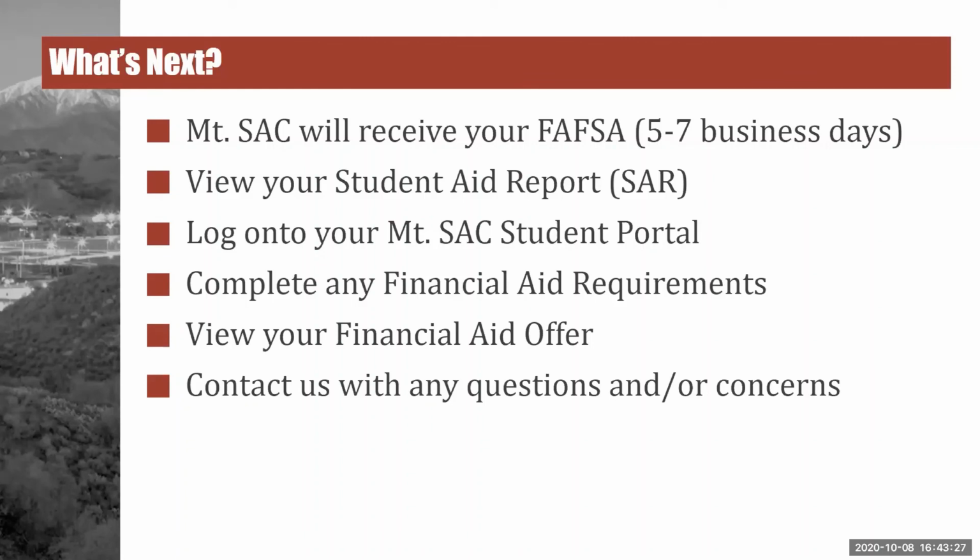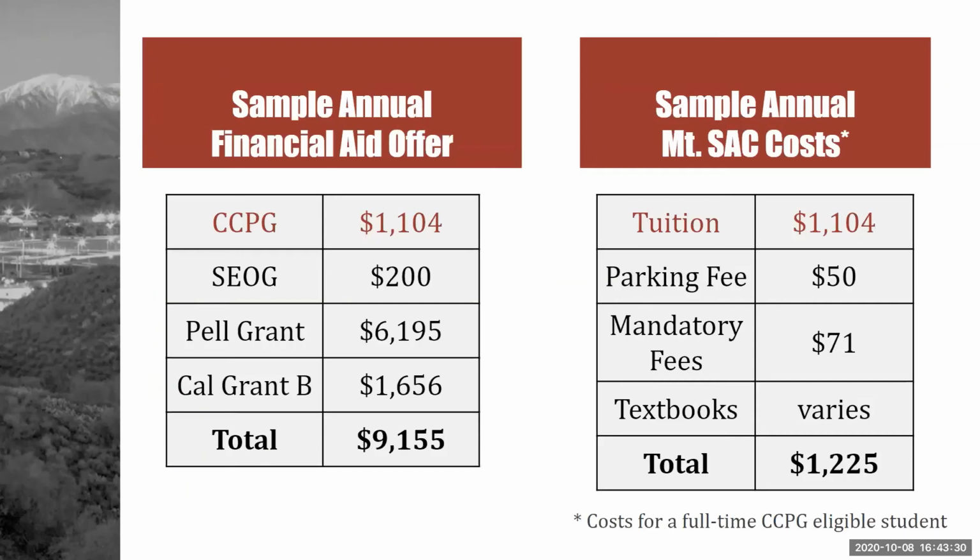Here's an example of how you can use your Mount SAC financial aid offer to develop a financial plan. Once you review your financial aid offer, you can calculate the total amount of financial aid you are receiving compared to the total amount of expenses or costs that you will need to pay. Notice how in this example, the student is receiving about $9,000 of free financial aid money. This amount is much greater than the total costs which the student plans to pay. In this example, the student would receive a refund and can then use those funds to pay toward textbooks, transportation costs like gas, and even living expenses.